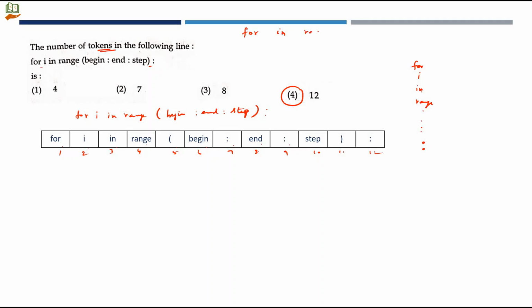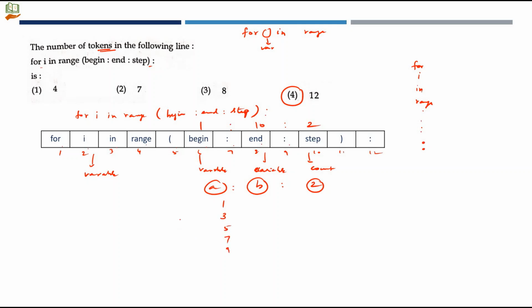For, in, range are keywords. When something comes between for and in, it knows it's a variable. So this is a variable. Similarly, in this format, we have a variable again, beginning variable, ending variable. Similarly, the step is also a count. Say for example, when I say 1 to 10 to 2 or A to B to 2, this is the beginning of the range, this is the ending of the range, this is the number of steps it has to go. 1, 3, 5, 7, 9, in the range 1 to 10 to 2. This is how it will go on.